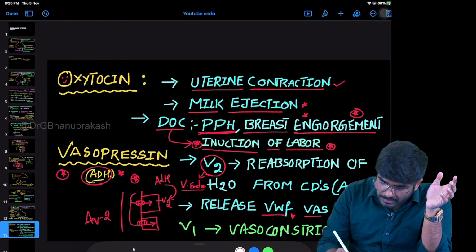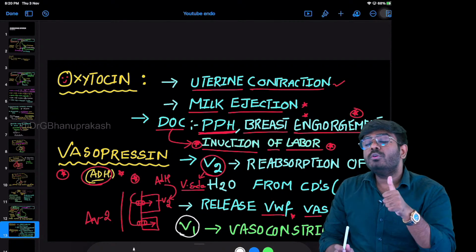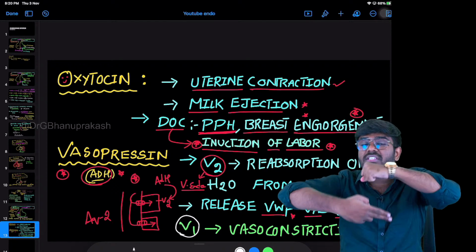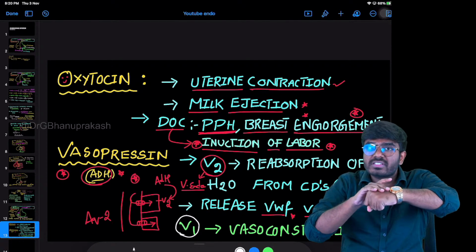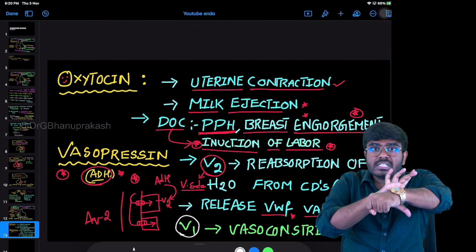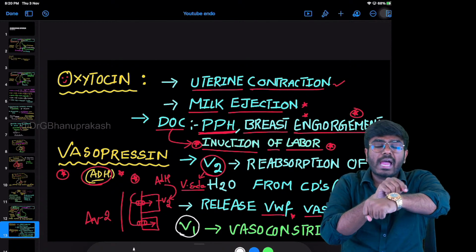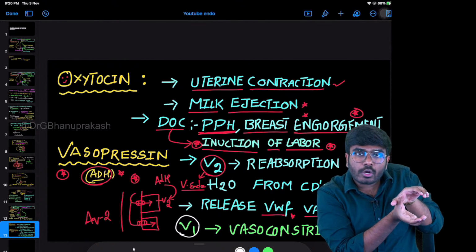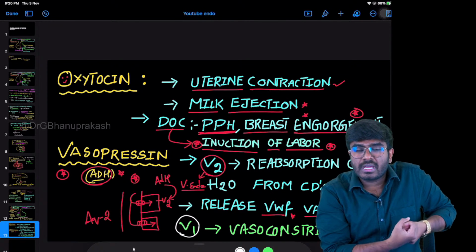Now there are receptors called V1 receptors. Where are these V1 receptors present? Not inside the blood vessel, but on the surface of the blood vessel, where the smooth muscle is. So on the smooth muscles of the blood vessel, you have the V1 receptor. When you stimulate this V1 receptor, the blood vessels will undergo constriction.